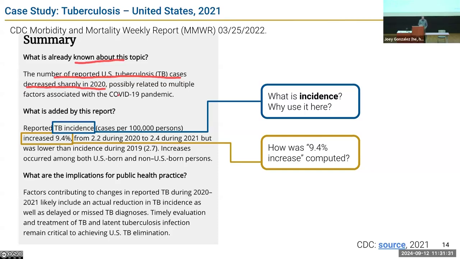Well, something else happened that's kind of weird. From 2020 to 2021, then there was this big spike, 9.4% increase in tuberculosis. What gives? It went down, then in the middle of COVID, it spikes up again. What could be the causes?